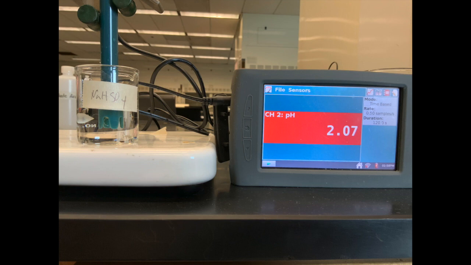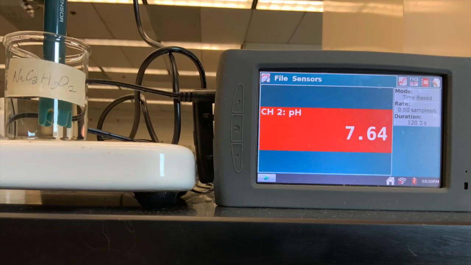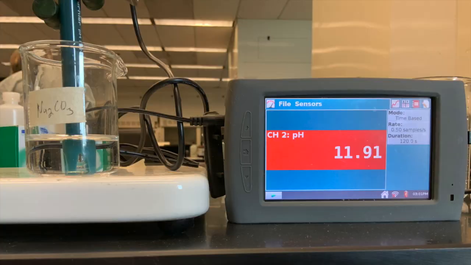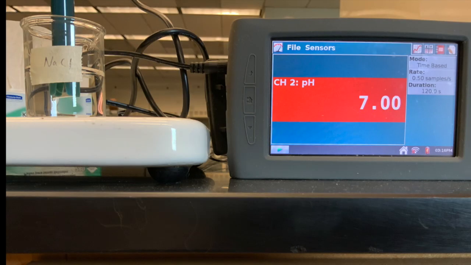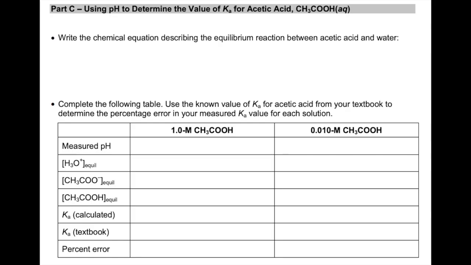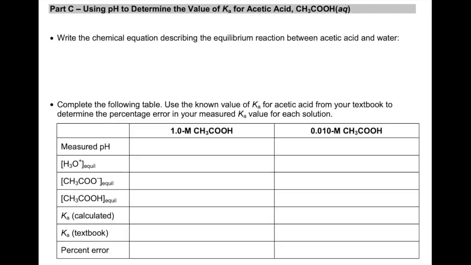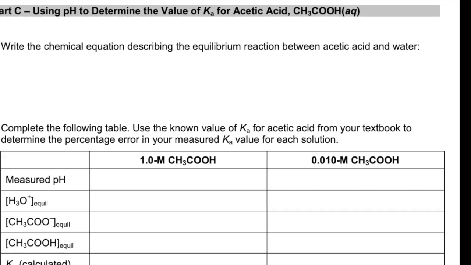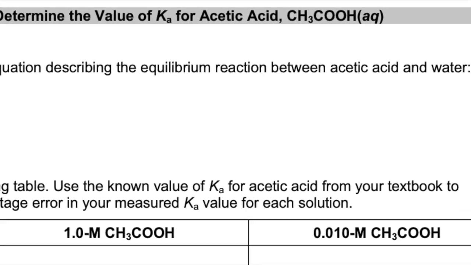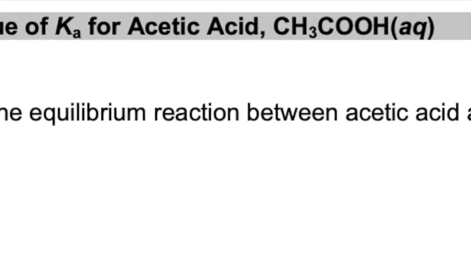Record the pH values you observe as follows for 0.1 molar sodium bisulfate, 0.1 molar sodium acetate, 0.1 molar sodium carbonate, and 0.1 molar sodium chloride. In Part C, we used the pH meter to measure 2 solutions of acetic acid, at 0.01 molar and at 1 molar. You should use these values to determine the acid ionization constant, or Ka, of acetic acid.